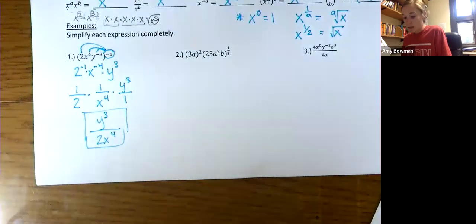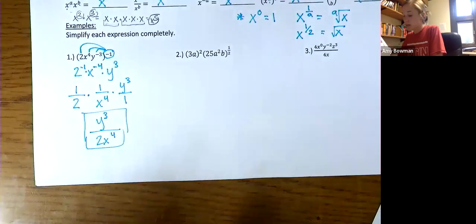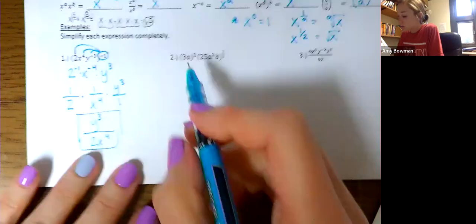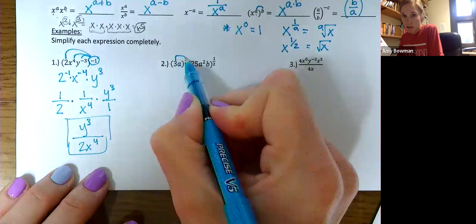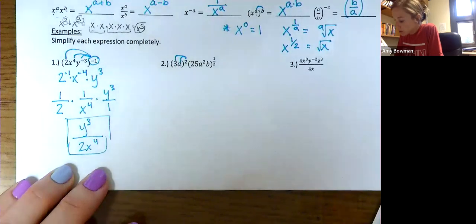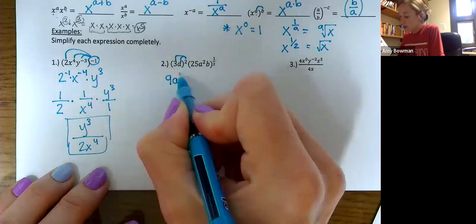And the next one, right here, a lot going on here. Take it one step at a time. My first set of stuff, I have 3a and then squared. So I'm going to take the squared, everything on the inside of here is getting squared. So the 3 is getting squared, that's 9. A is getting squared, that's a squared.